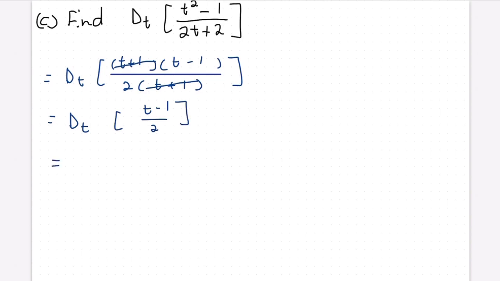Now I might want to rewrite that as dt of t over 2, minus 1 over 2. But now remember t over 2 can also be written as just 1 over 2 t. That's all it is. Now, what is the derivative of 1 over 2 t? It's just 1 over 2. Remember, the derivative of just t would be 1. So the derivative of that is a half, and the derivative of this is 0 since it's a constant. And so that's what we get as an answer.